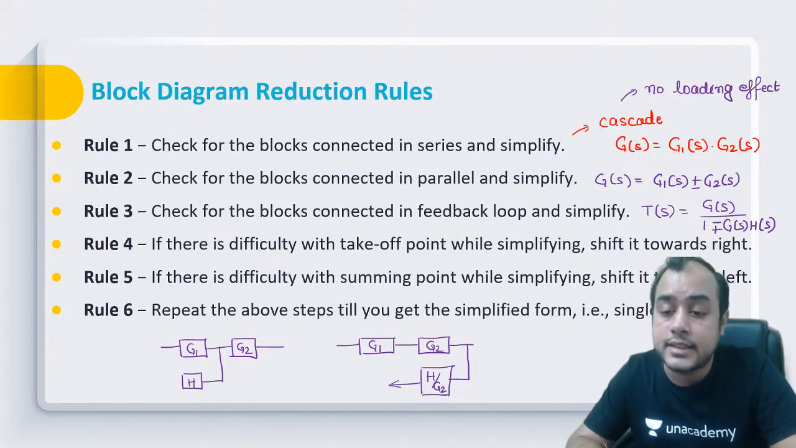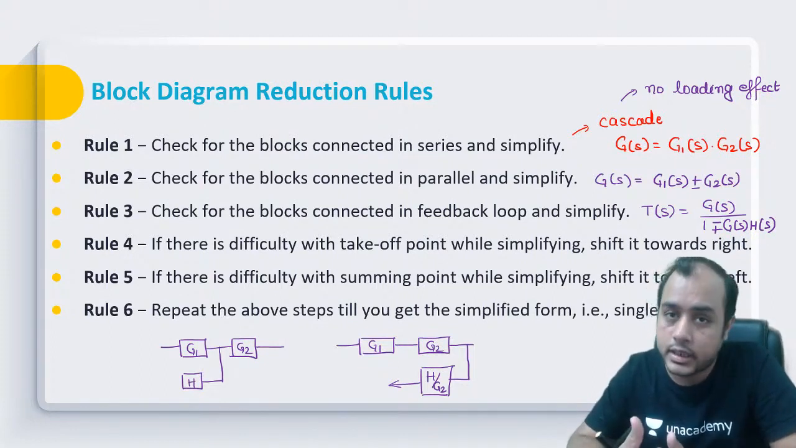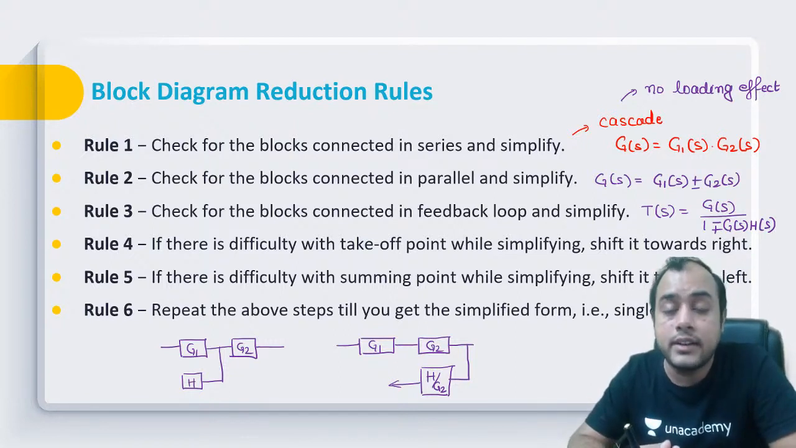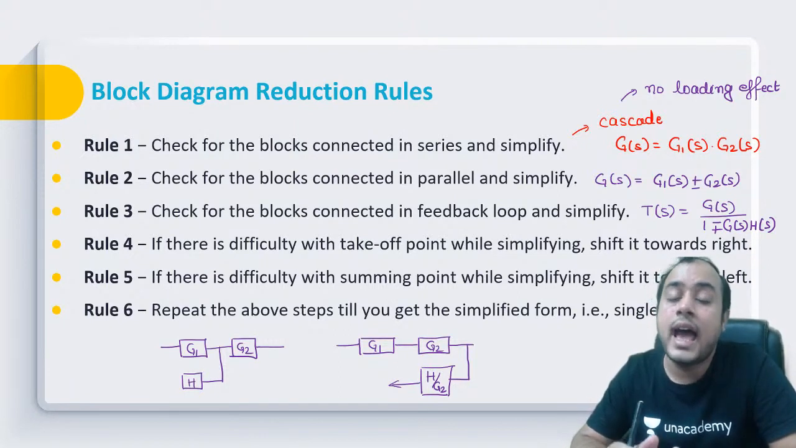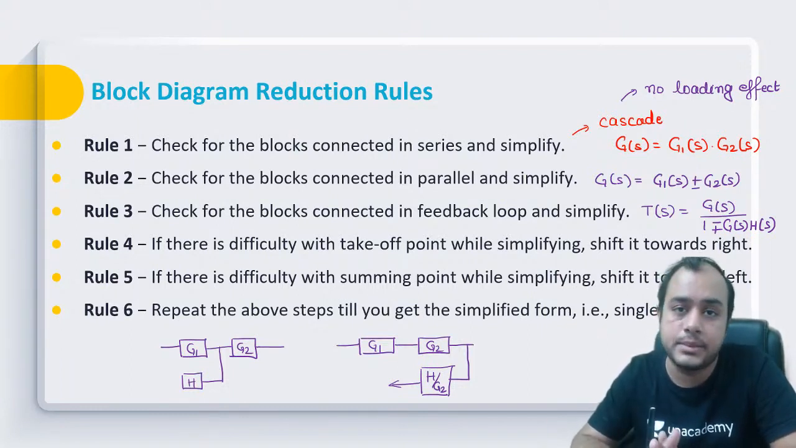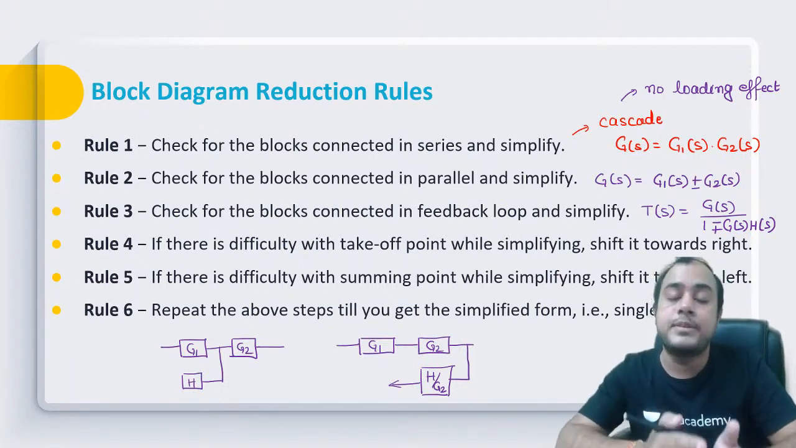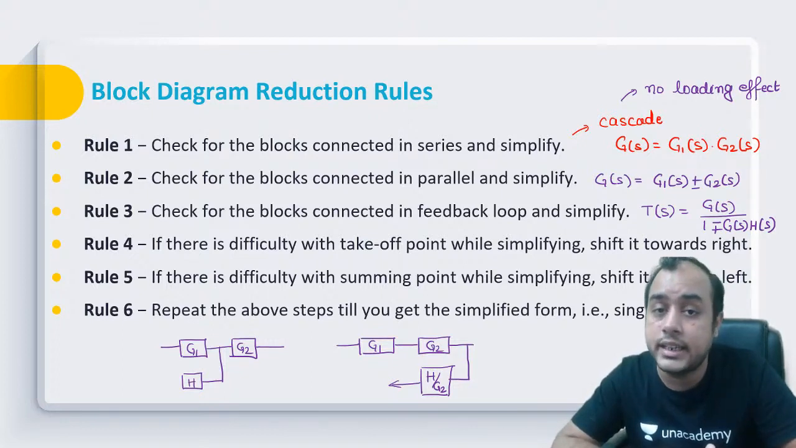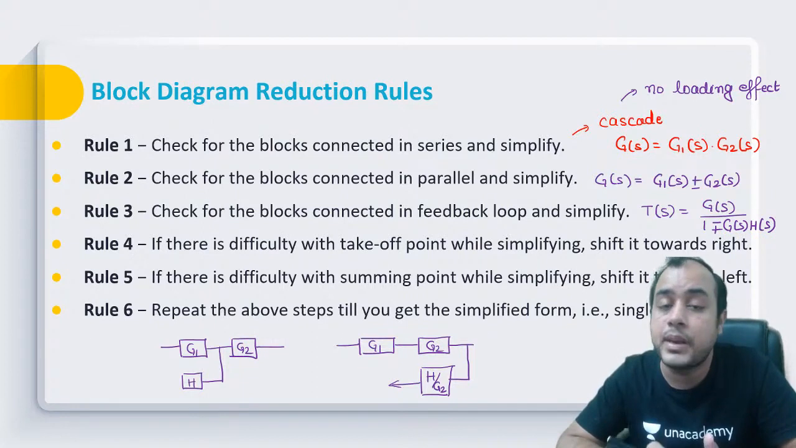Similarly, we can shift the summing element towards the left and we exchange these rules. That is, we don't do these in a particular order. Okay, you can do whatever rule you want to do and you can shuffle among these rules in order to simplify the block diagram. So our objective in the block diagram reduction is to simplify the block diagram in order to realize the complete transfer function that the block diagram represents.